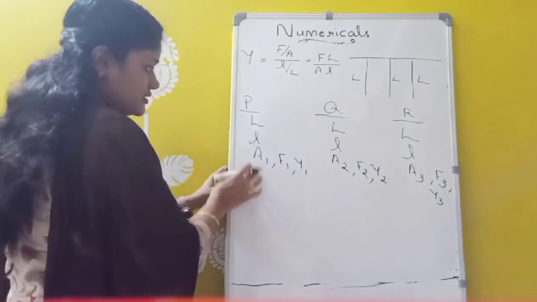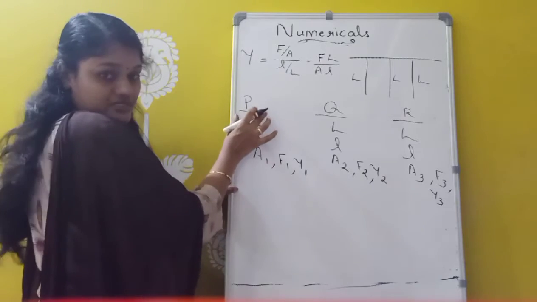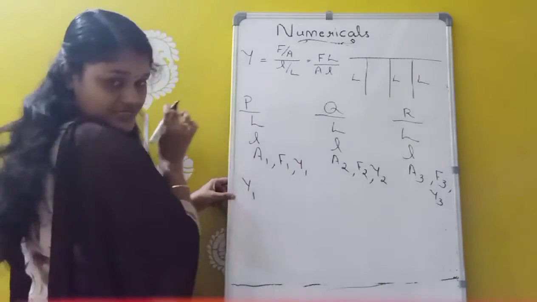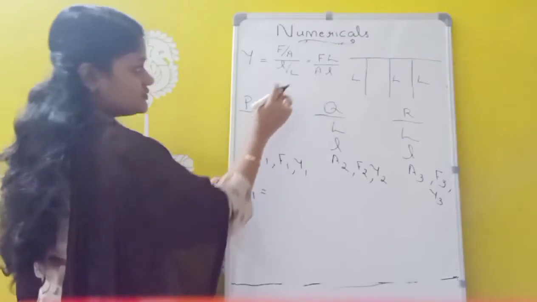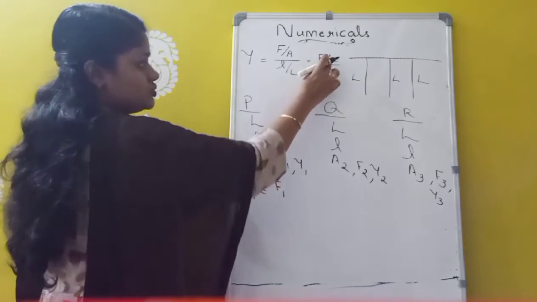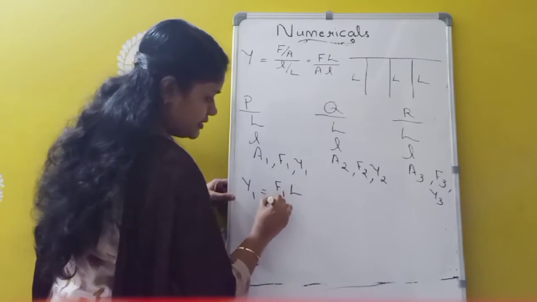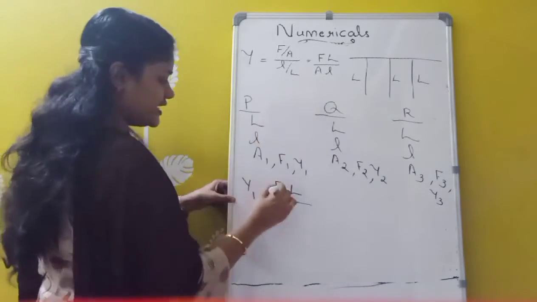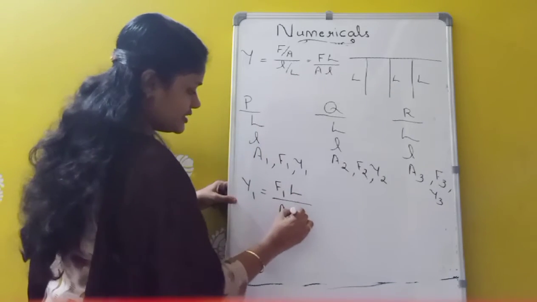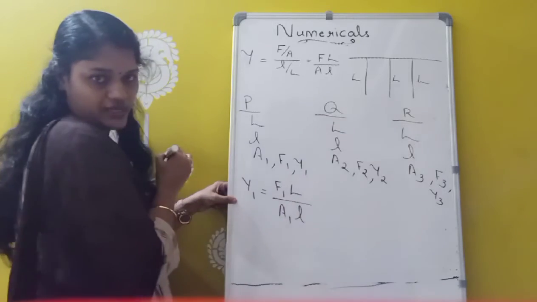Okay. Now I am writing the formula for Young's modulus in the case of wire P. So Young's modulus Y1 equals, what is the formula? Force, F1, into length capital L, divided by area, A1, into elongation, small l.